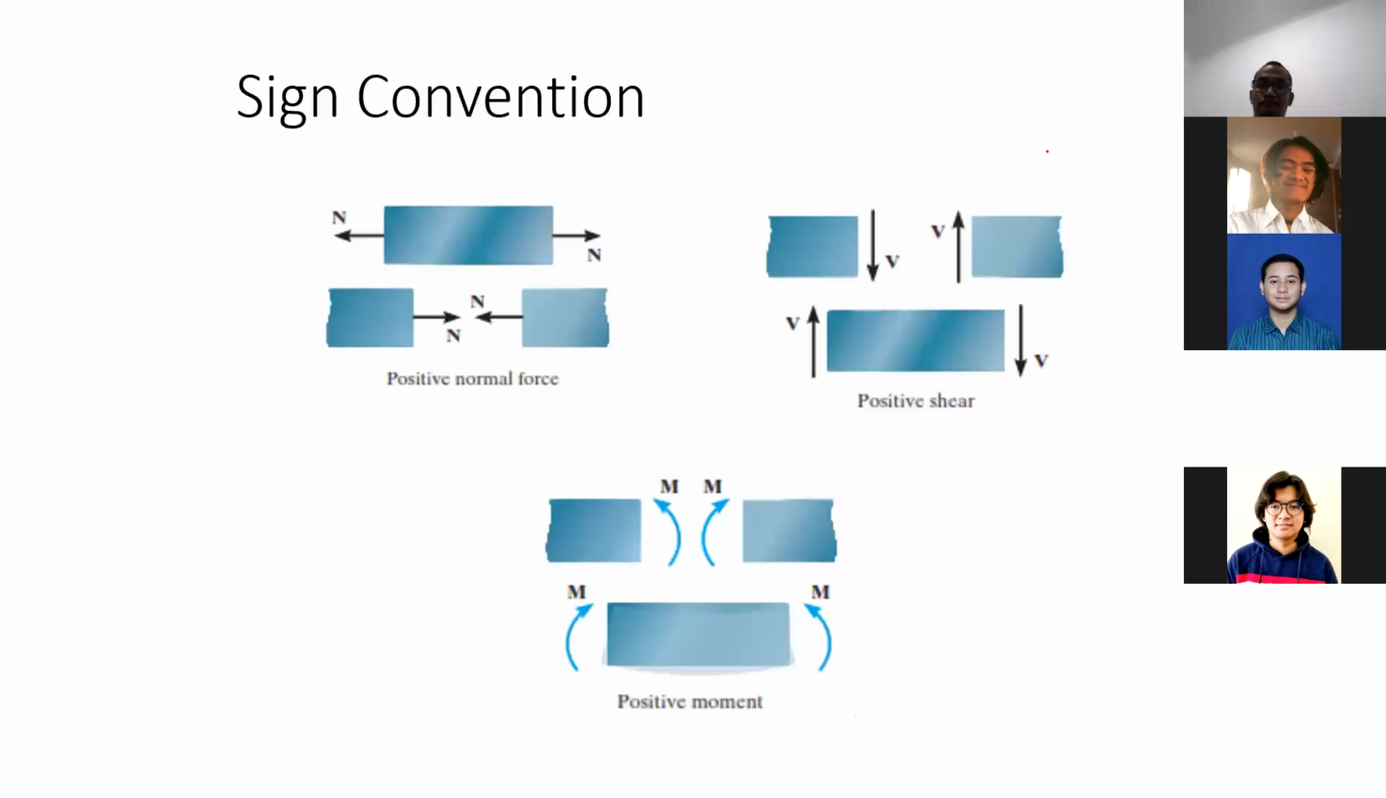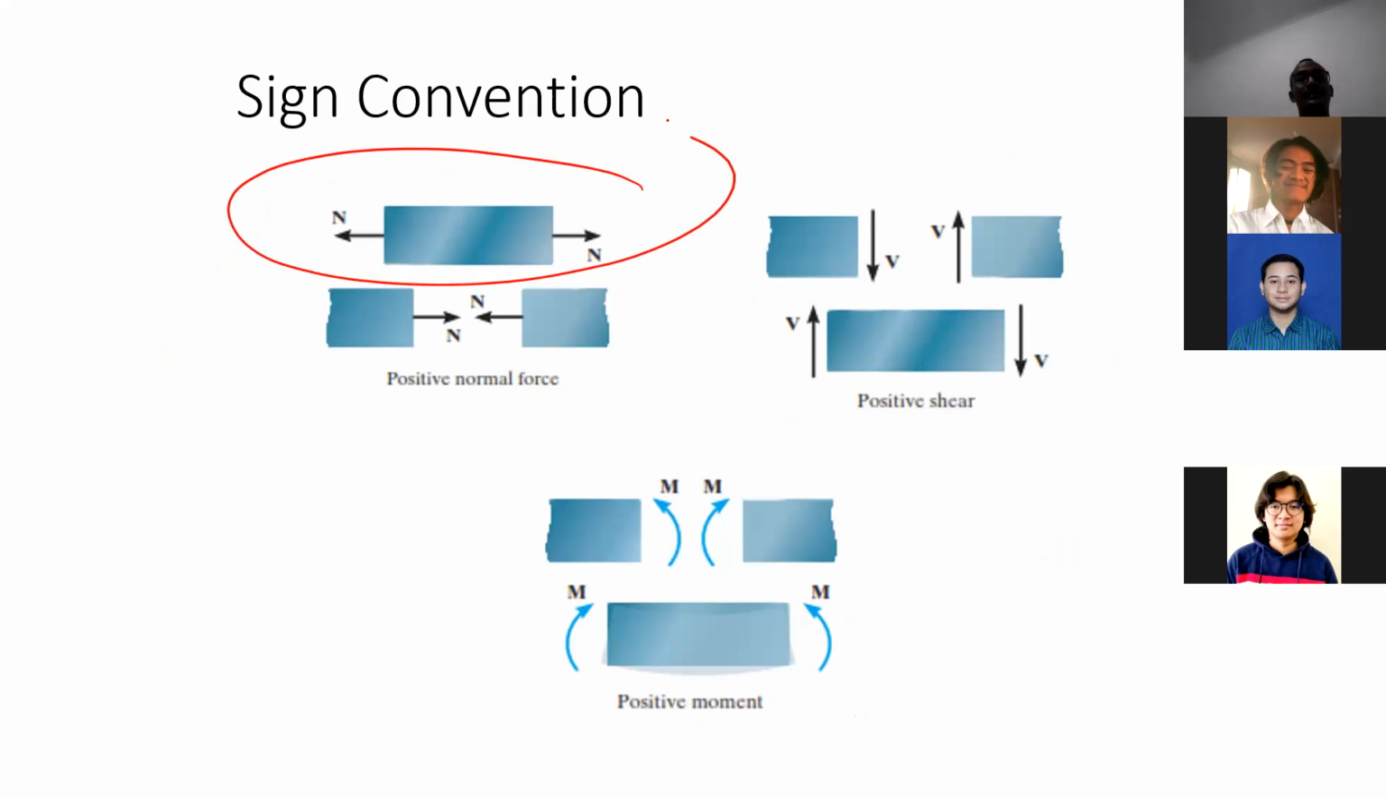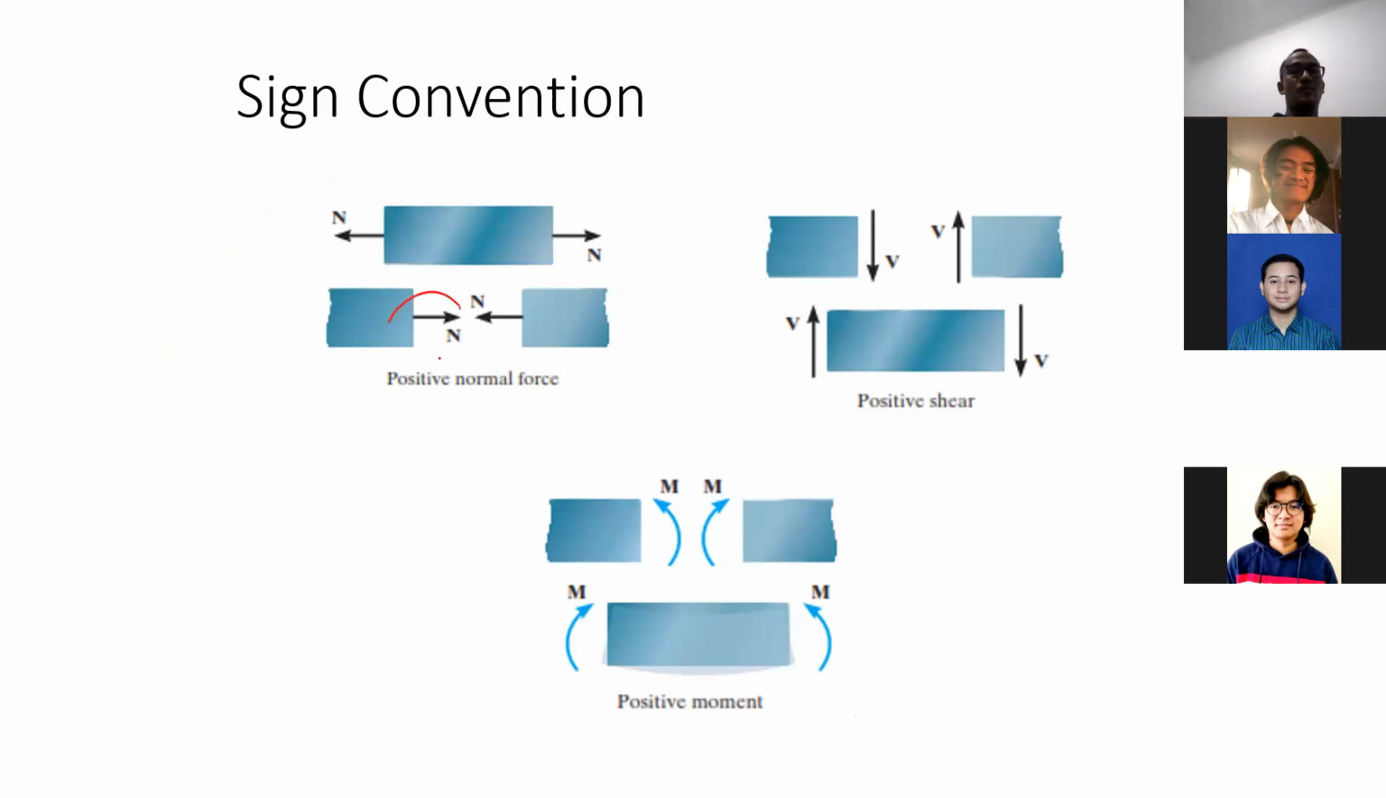And when we talk about the sign convention, it is about the positive sign. For normal force, as we know, tension is positive. So when we cut it, for example here, the left cut will have an internal normal force like this, tension. And the right cut will have an internal normal force like this, tension.